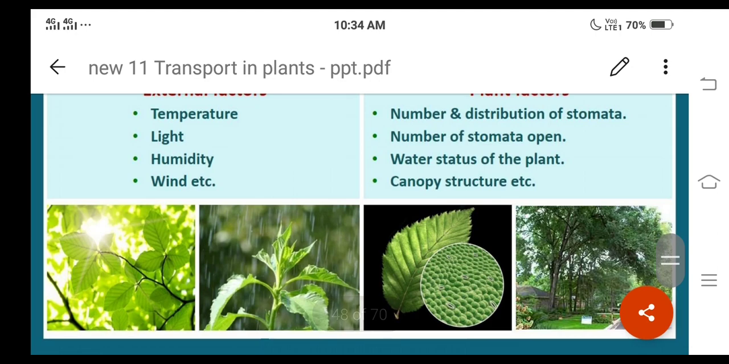And let us study in detail about the transpiration pull, how the transpiration pull develops in the plant, and how it is responsible for the water movement up a plant. That we will discuss in the next YouTube class.